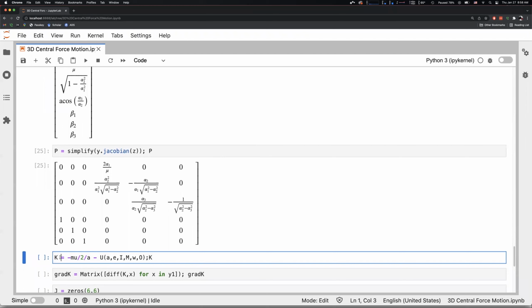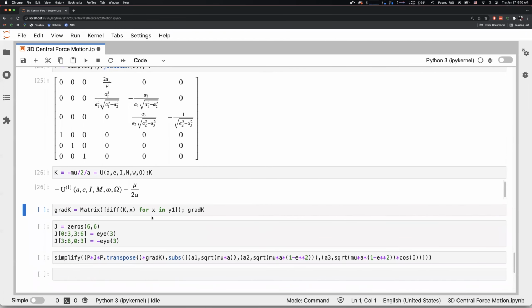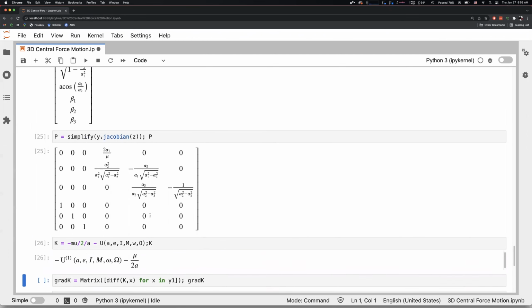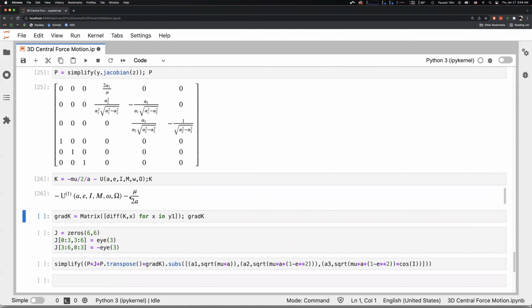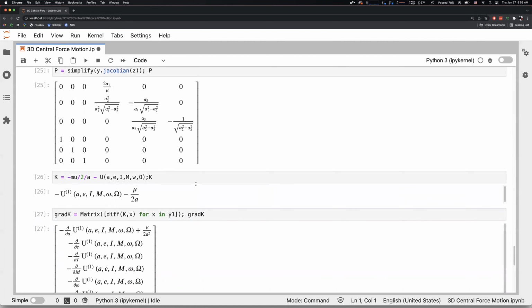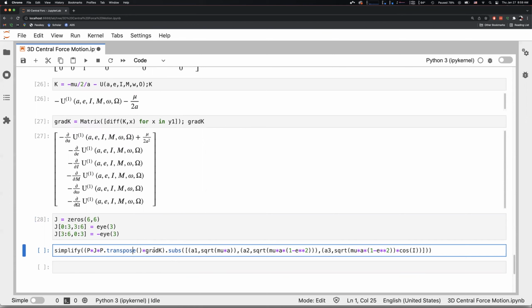Our transformed Hamiltonian K is the energy term minus the perturbation term. It looks as follows. And the gradient of K is going to be the differential of K with respect to all of the components of our Y matrix written in terms of the Keplerian elements. And that looks like this. We generate a symplectic matrix J, and finally, we generate our differential equations as P, J, P transpose times the gradient of K, substituting in for all of the various remaining conjugate momenta, the alphas, in terms of their Keplerian element representations.